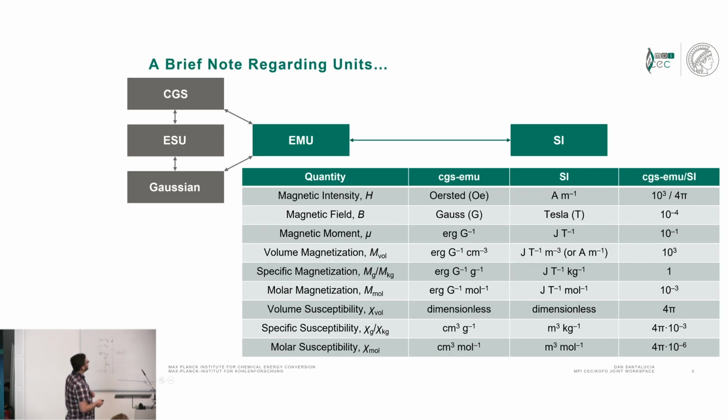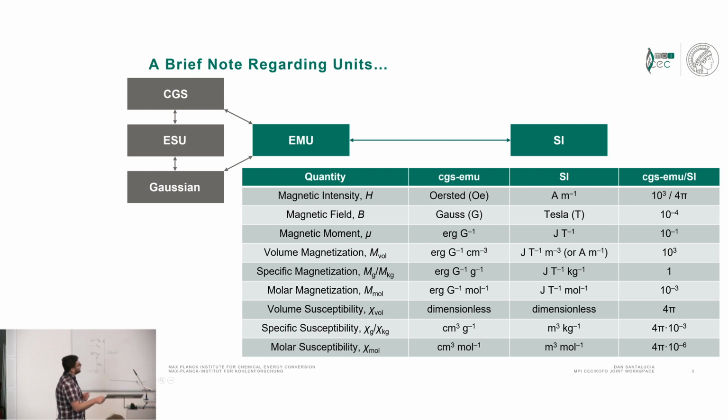So with that out of the way, I really hate having to do this because I think you guys have been inundated with slides of equations and units and values flying around, but I absolutely have to talk about this. So we're going to be using a weird unit system called the electromagnetic unit system. This is a subset of a centimeter-gram-second type unit system. There are others like electrostatic units and Gaussian units, but EMU is the one we're going to use.